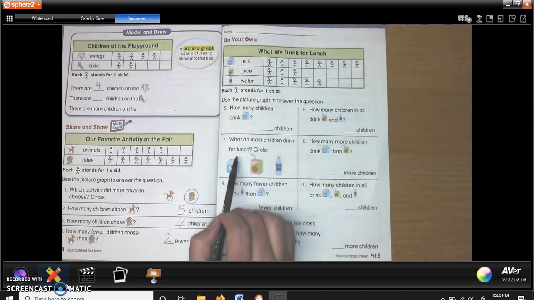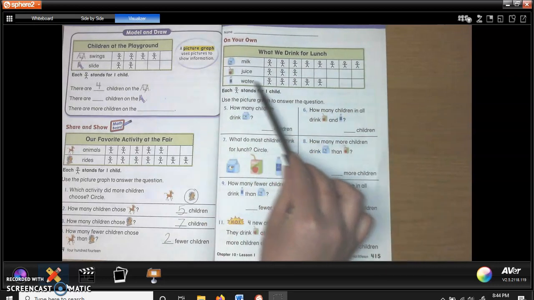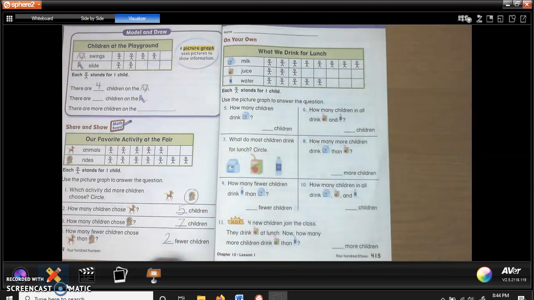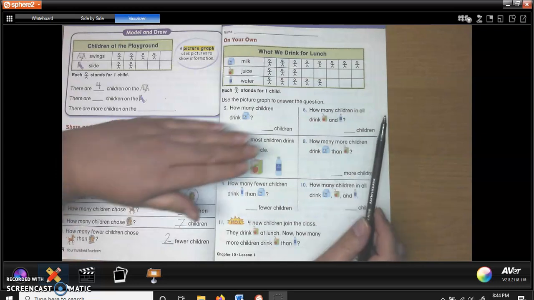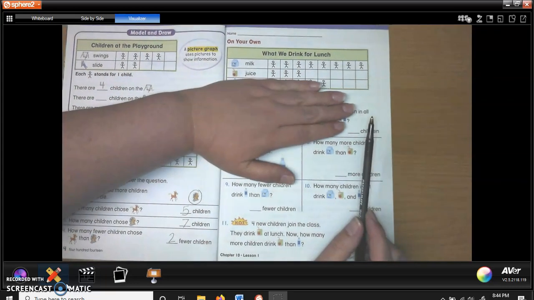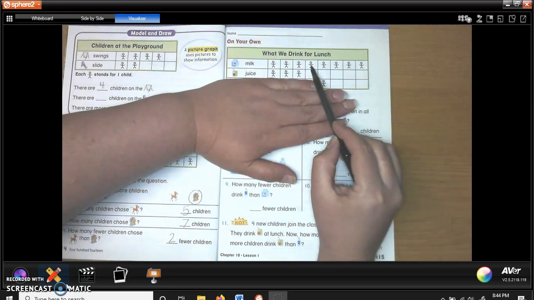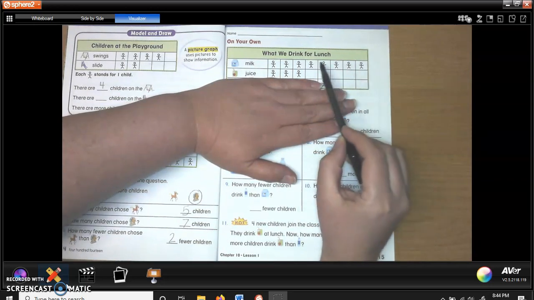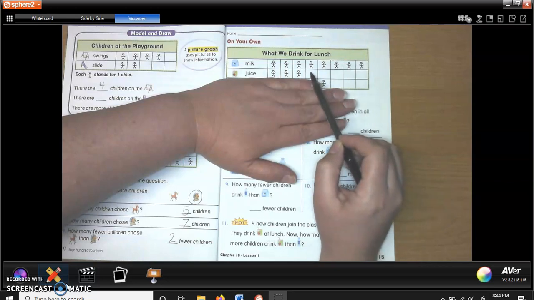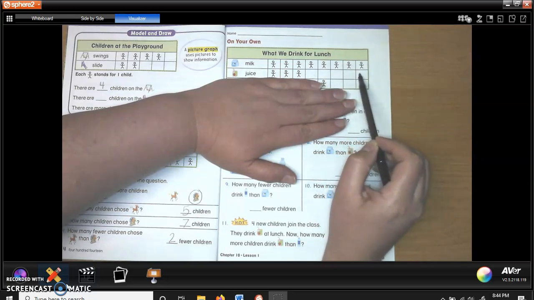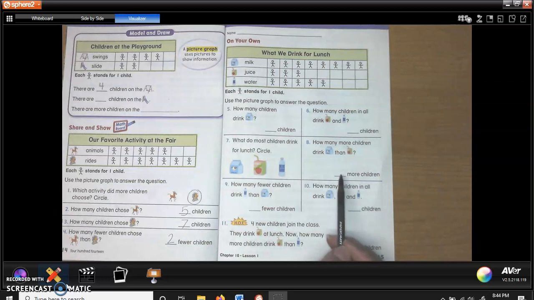Number 7 says, what do most children drink for lunch? So you need to come up here and find which one has the most pictures beside it and circle that. Number 8, how many more children drink milk than juice? So that means you're just going to look at milk and juice, not water. So how many more pictures are there in milk than there are in juice? So you're going to count how many more pictures there are for the milk and write down on that line.